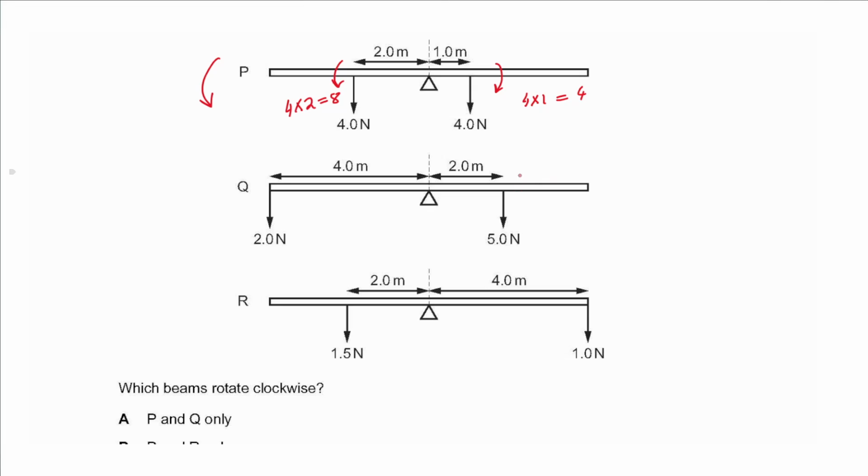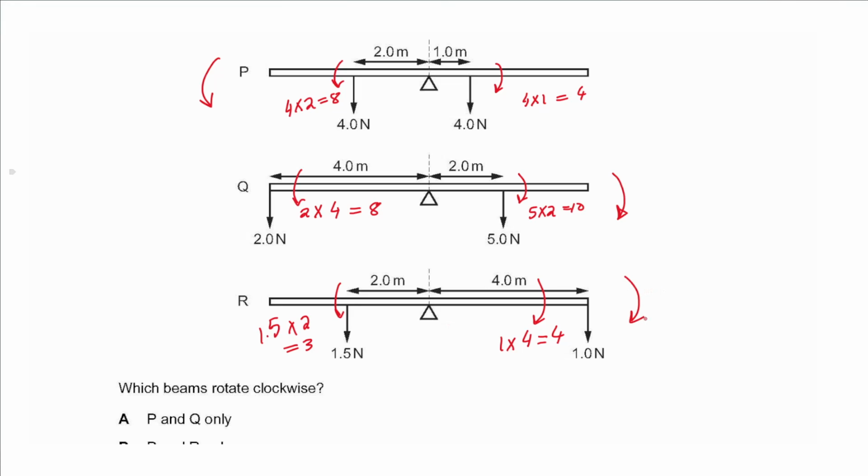For the second one, we have 5 multiplied by 2, that gives 10. And on the other side, we have 2 multiplied by 4, that gives 8 again. So this one has a clockwise moment greater, so this one will rotate clockwise. For the last one, we have the force multiplied by the distance, 1 times 4, that gives 4. And the anti-clockwise, we have 1.5 times 2, that gives an answer of 3. So the resultant is clockwise.